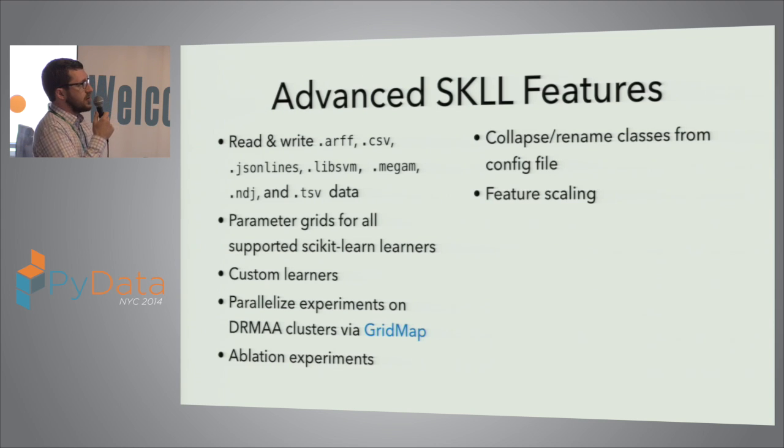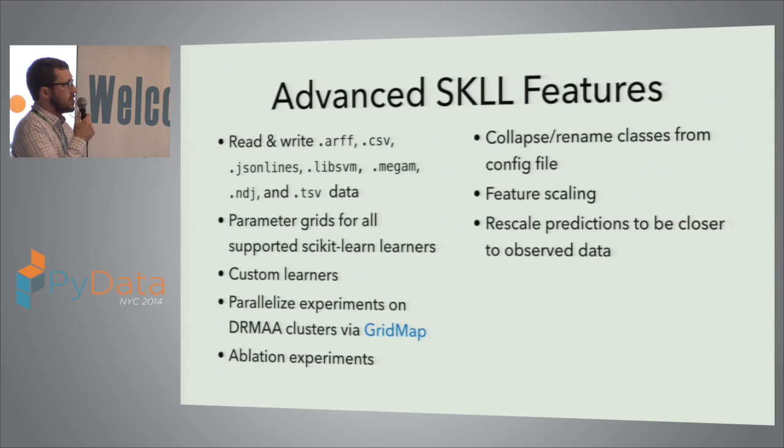We have support for all the Scikit-Learn feature scaling, so standard deviation and mean scaling, to try and get your features between -1 and 1, which can be important for certain learners. It's just a matter of specifying scaling equals true in the config file. If you're doing regression, we have rescaled versions of all the regressors so that you can rescale the predictions to be closer to your observed data, which can come in handy in some particular cases.